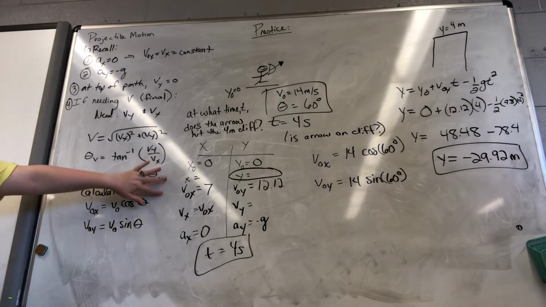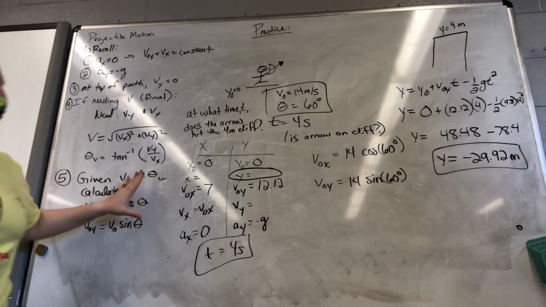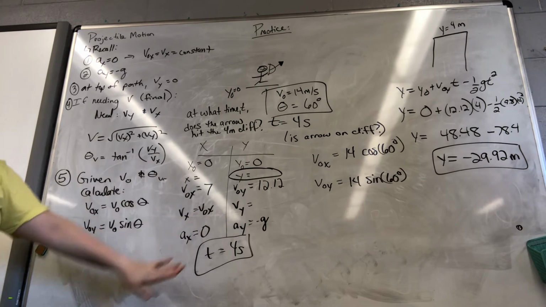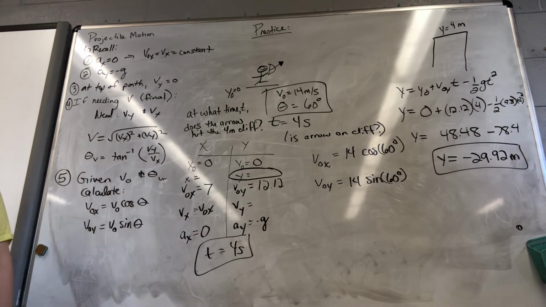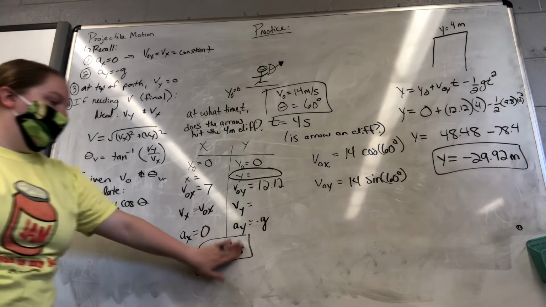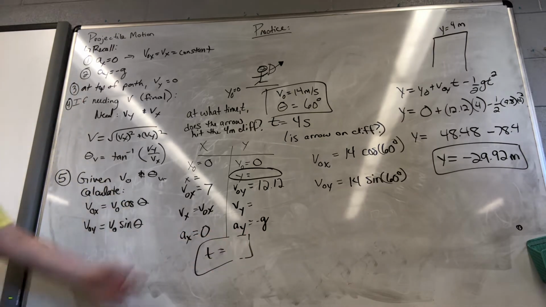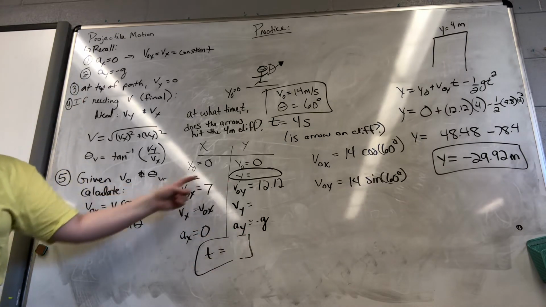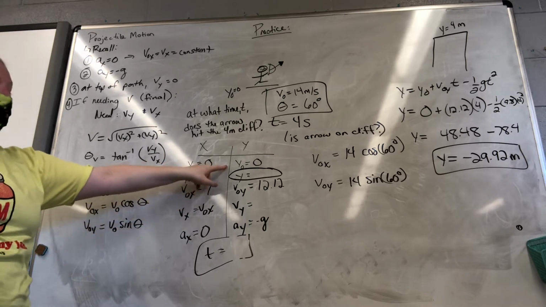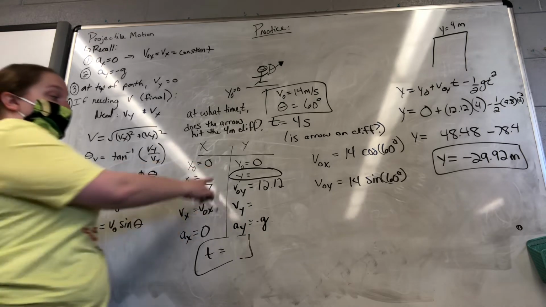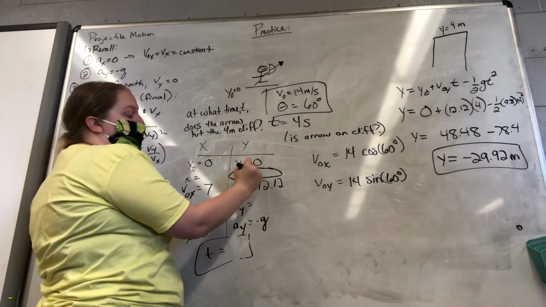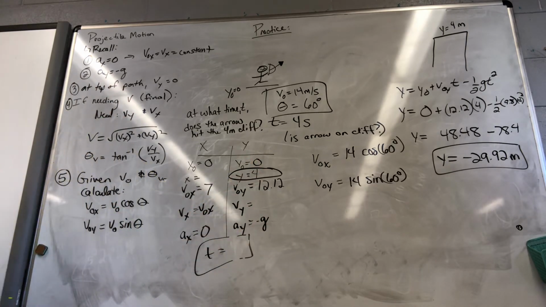So let's go back to this one real quick. What on here changes and what stays the same? We don't know T. Do we still know V naught Y and V naught X? Have those changed? No. Do we still know y? We do, because it's 4 meters.